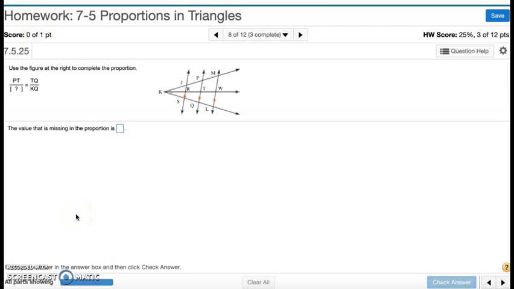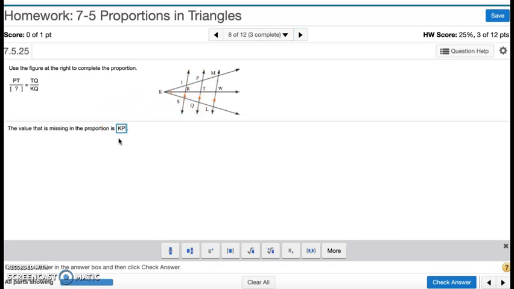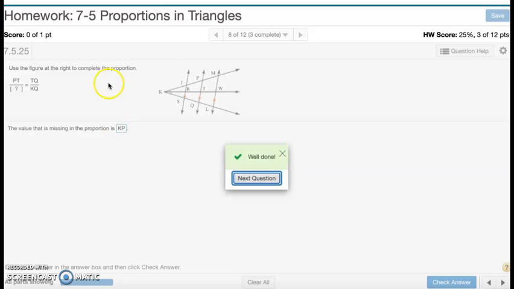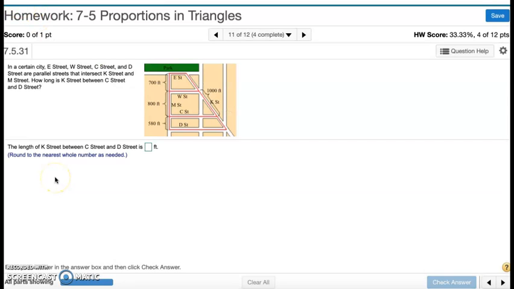Going to number 8, it says use the figure at the right to complete the proportion. We have TQ over KQ, which is this piece here, equals PT. Now, PT goes with TQ, they're both up top. The length that goes with KQ will be KP. So let's type in KP. And that's number 8.